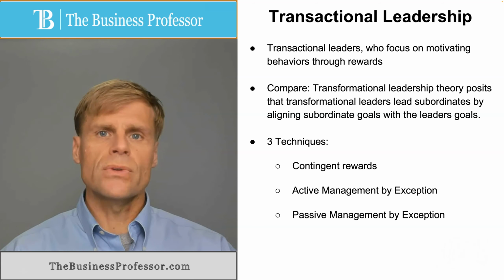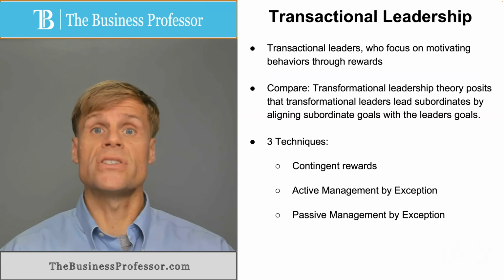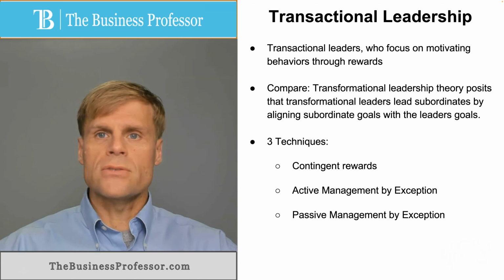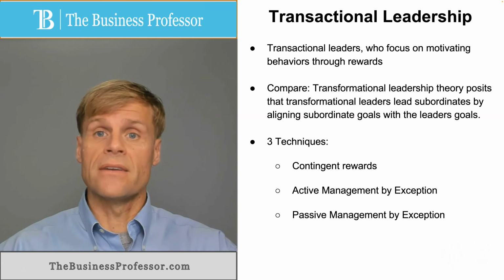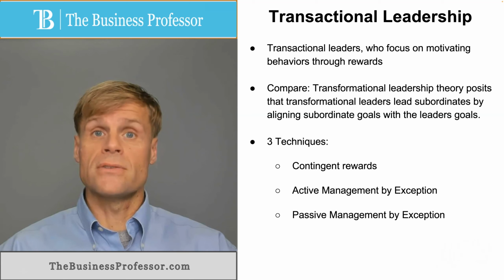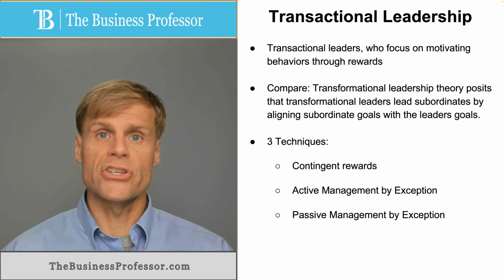Now, transactional leaders traditionally use three techniques. First is a contingency reward system, whereby if the subordinate complies with or achieves certain objectives identified by the organization, the organization then provides whatever reward meets the needs of that individual, oftentimes compensation or something of that nature.